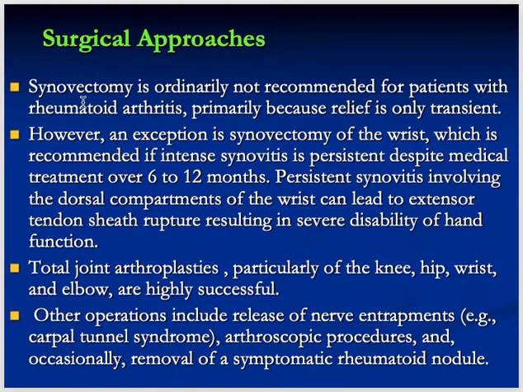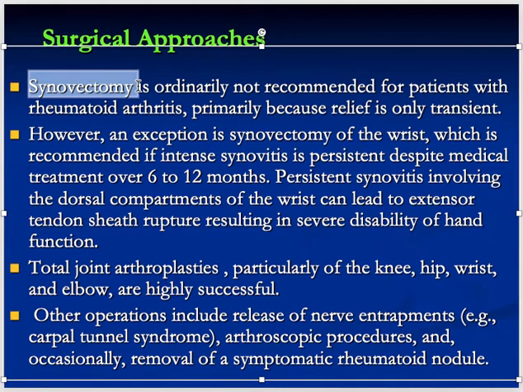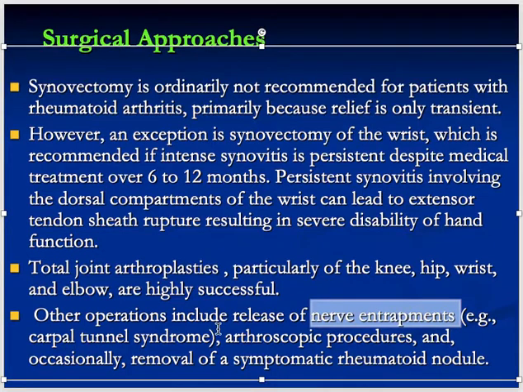Surgical approaches: when the joints are too much damaged, we can do synovectomy. Sometimes they go for total joint arthroplasties, joint replacements, or joint fusions, fusing the joint. Sometimes they go for tendon repair, or surgery when there is nerve entrapment, for example in carpal tunnel syndrome. All these things can be done.